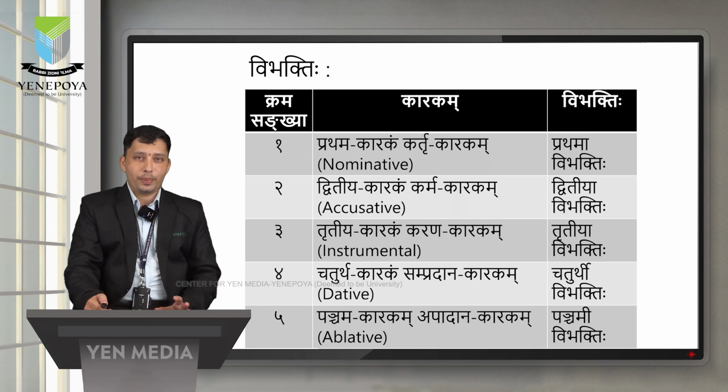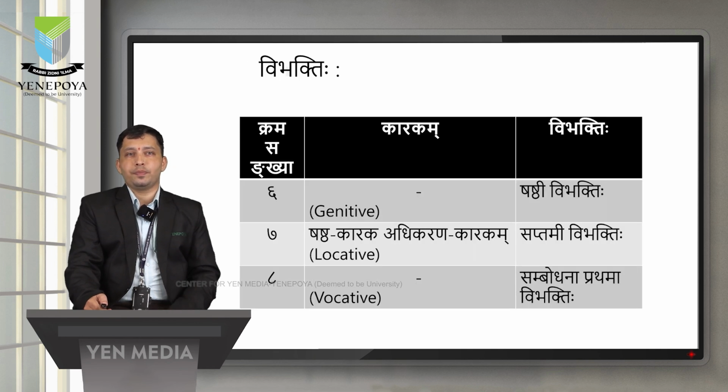The first or Prathama Karakam is called Kartra Karakam, which represents Prathama Vibhakti. Dvitiya Karakam or second Karaka is Karma Karakam; it represents Dvitiya Vibhakti. The third Karaka or Tritiya Karakam is Karana Karakam; it represents Tritiya Vibhakti. Chaturtha Karakam or fourth Karaka is Sampradana Karakam; it represents Chaturthi Vibhakti. And the fifth Karaka is called Apadana Karaka and it represents Panchami Vibhakti.